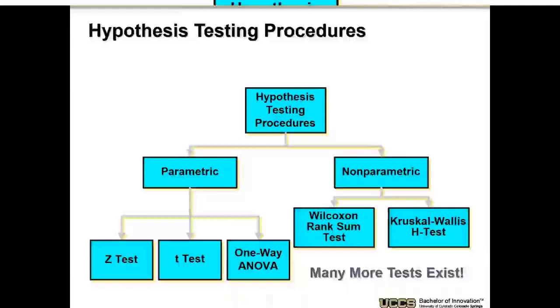Both of those are covered. So the z-test, the t-test, the one-way ANOVA, we'll get through two or three of these, and then the non-parametric Wilcoxon rank-sum test and the Kruskal-Wallis H test. These are probably the 5 most common. We'll do a few more beyond these as well.